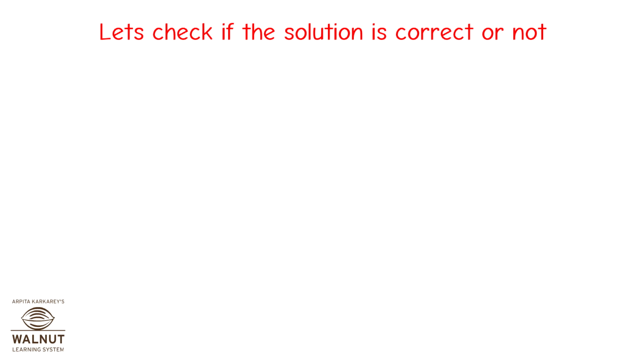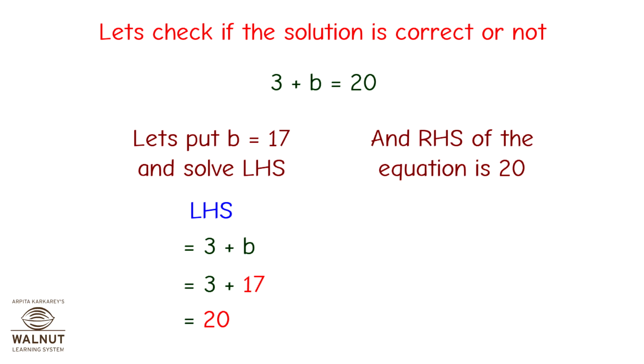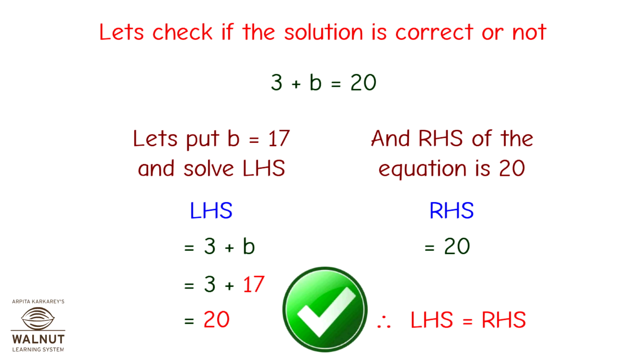Let's check if the solution is correct or not. 3 plus B is equal to 20. Let's put B is equal to 17 and solve LHS. LHS is equal to 3 plus B is equal to 3 plus 17 is equal to 20. And RHS of the equation is 20. Therefore, LHS is equal to RHS. Hence, the answer that we have found is correct.